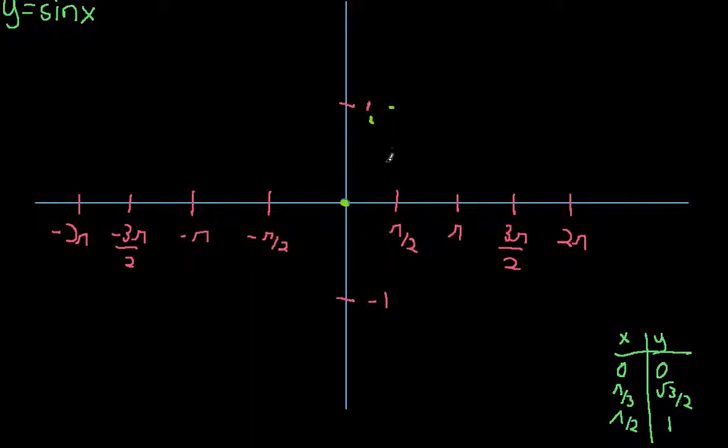What's the sine of, let's see, 2 pi over 3? Well, it would also be root 3 over 2, so that would be right here. The sine of pi would be down here. And I can just keep picking points, and we see that we start to get this shape right here. And this is the characteristic shape of your sinusoidal functions.